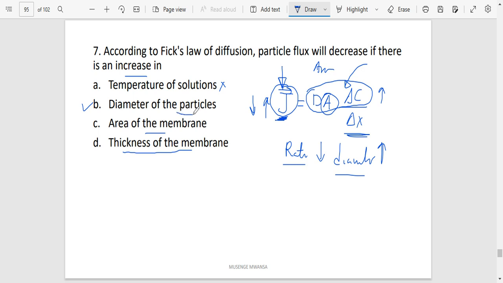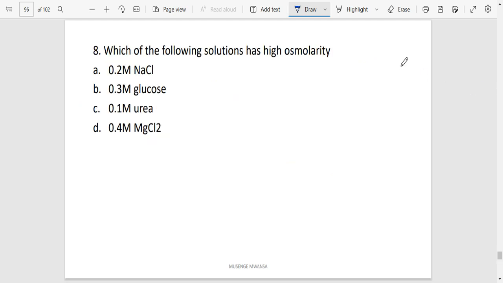Okay, I also confused this one. Here we're talking about the particle. So actually the answer we should qualify is this one. The thickness of the membrane is the diameter of the membrane. So meaning if the membrane is very thick, the rate of diffusion is going to be slow. So this is the one, not the diameter of the particle. This is where we need to be very careful when looking at the options that we are considering.